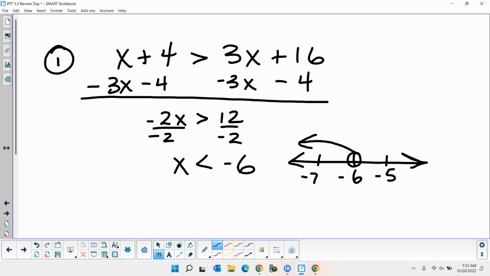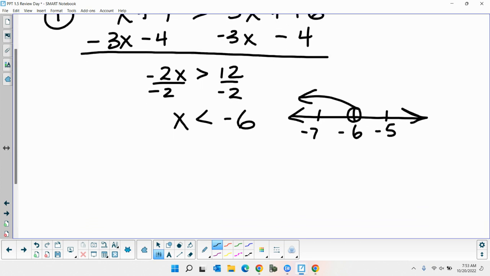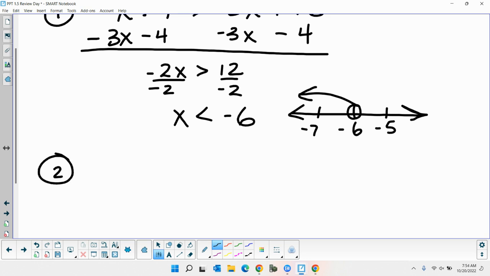All right. So some of you didn't do your number line graph. So make sure you do that tomorrow to get full credit. Okay. That's a pretty easy one. Any questions? All right. Number 2.